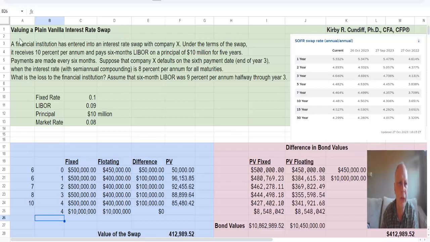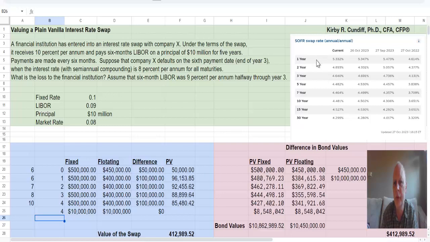In this video, we will discuss how to value a plain vanilla interest rate swap. Interest rate swaps are quoted as shown over here, where we are swapping out a fixed rate for the floating rate SOFR, which is the modern replacement for LIBOR, the London Interbank Offer Rate.